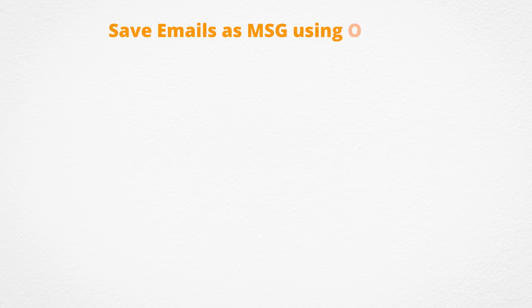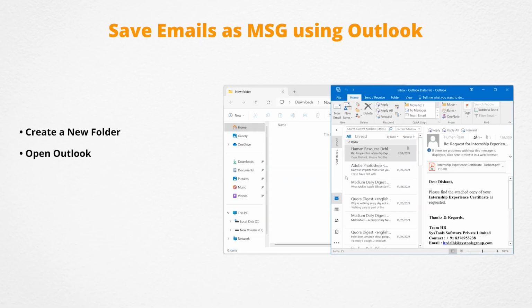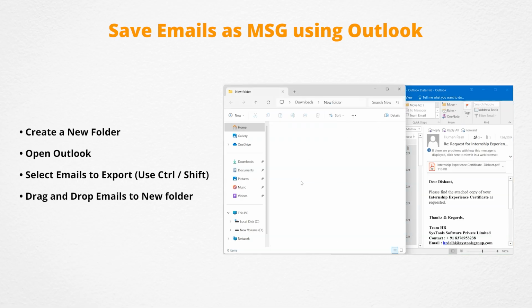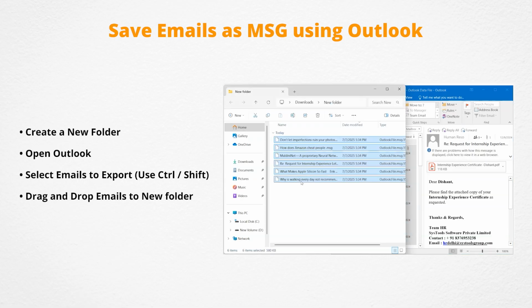Let's start with the manual method to save PST emails as MSG. Save PST email as MSG using Outlook. Create a new folder, open Outlook. Select the emails to export, use Ctrl or Shift to select multiple emails. Drag and drop the selected emails to the new folder to save them as MSG.